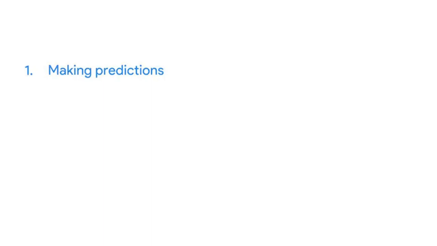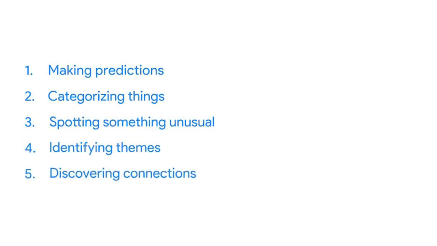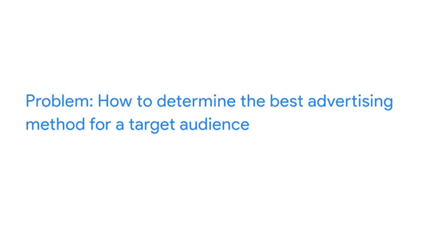You've been learning about 6 common problem types that data analysts encounter: making predictions, categorizing things, spotting something unusual, identifying themes, discovering connections, and finding patterns. Let's think back to our real-world example from a previous video. In that example, Anywhere Gaming Repair wanted to figure out how to bring in new customers. So the problem was how to determine the best advertising method for Anywhere Gaming Repair's target audience.